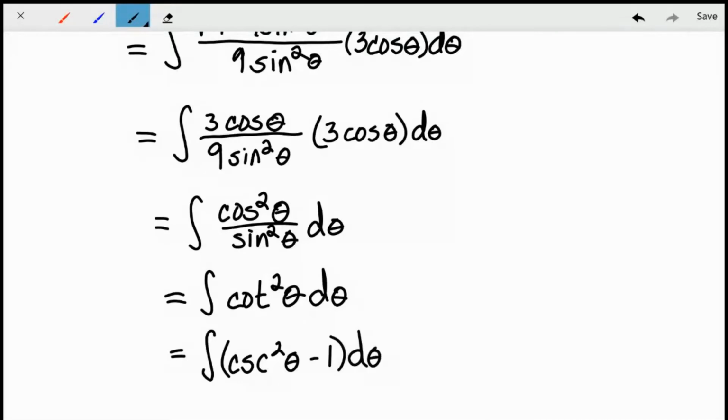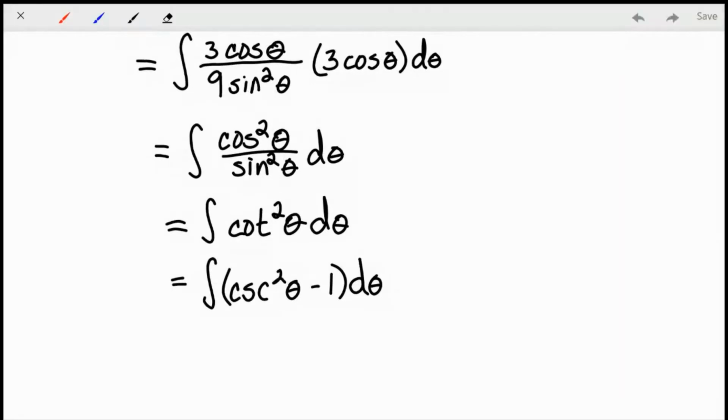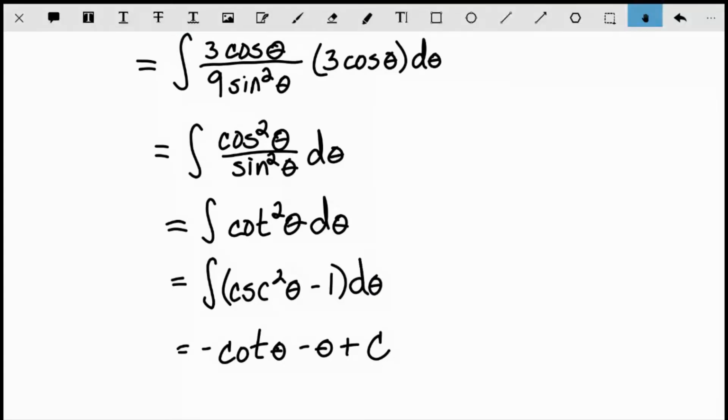And if I've got it written in that form, well, there is a trig function that has a derivative that involves a cosecant squared. The derivative of cotangent is negative cosecant squared. So that means that I can actually take the antiderivatives here. This is going to give me negative cotangent theta minus theta plus c. Okay, so I was able to solve the integral. Now, the problem that I have is my solution is in terms of theta. My original integral was in terms of x. So I want to convert this back to be in terms of x.